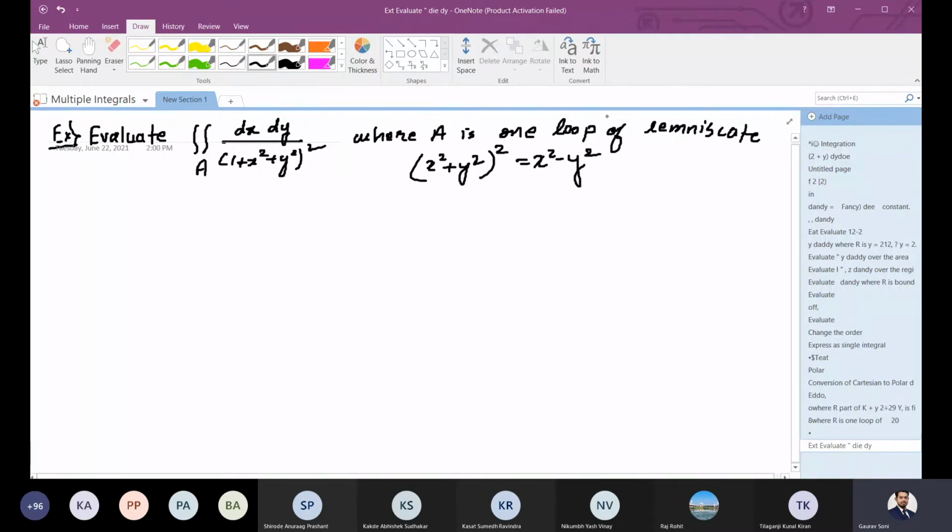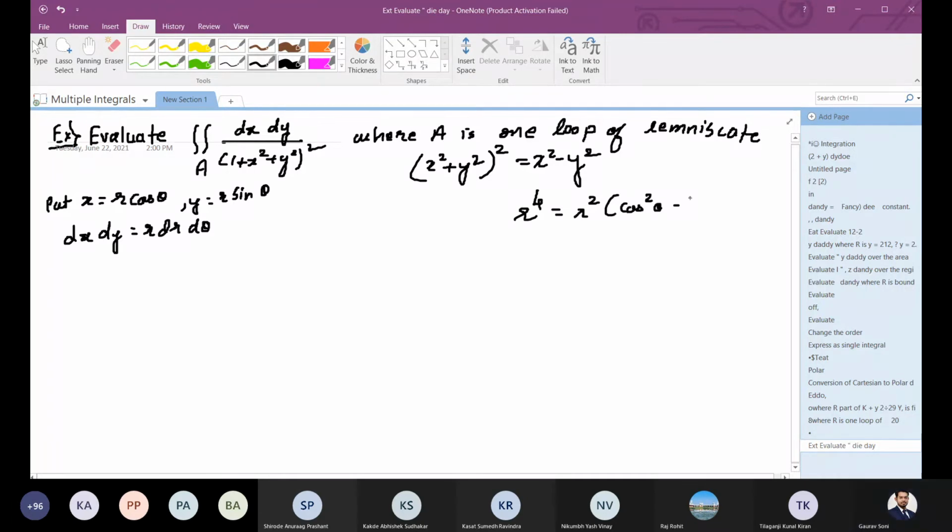The lemniscate is better understood in polar form. So what I will do is I'll put x is equal to r cos theta, y is equal to r sin theta. When we put this, dx dy has to be replaced by r dr d theta. In order to understand the diagram, I will put the values of x and y in the equation of lemniscate. So on the left hand side, we will have r raised to 4 equal to r square common cos square theta minus sin square theta.